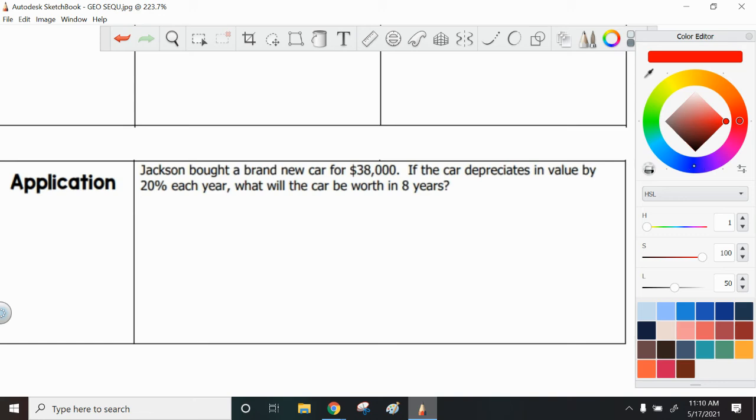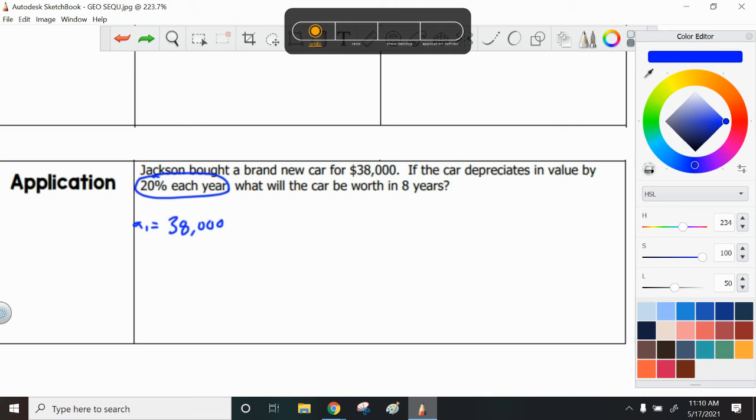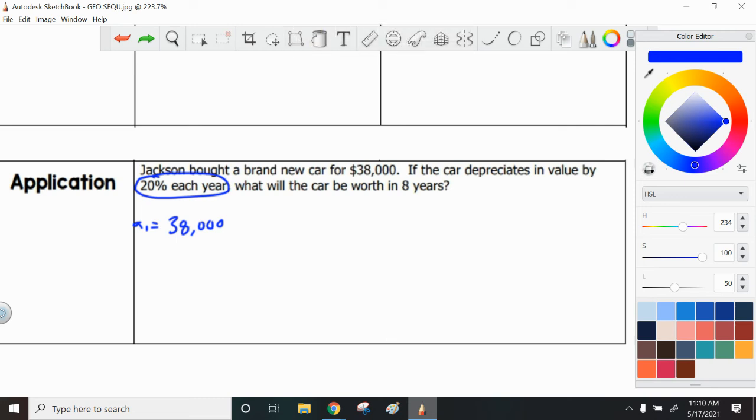So if he's going to start with 38,000, that's kind of like our first term. That's where we're going to start. And then this 20% each year is how much the car is depreciating. So we're going down 20% each year. Now, here's the deal. This is a really tricky question that I wouldn't put on my test because it's way too hard. If your car is worth 20% less, that actually means it's worth 80% of what it used to be worth, right?